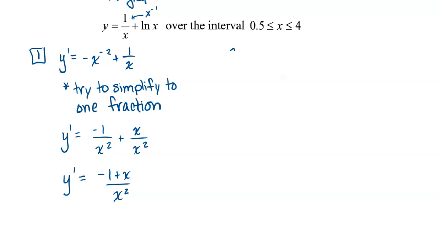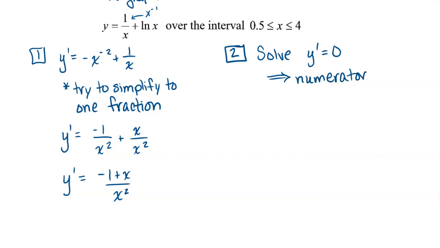Now the reason that that's going to be so much easier is because in step 2 for finding critical points, we need to solve where is y prime equal to 0. And that just requires the numerator to be 0. Because if a numerator of a fraction is 0, then the entire fraction is equal to 0. So we just have to solve -1 plus x equals 0, which means x equals 1. There's our first critical point.